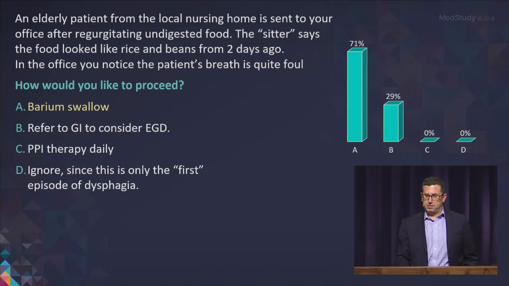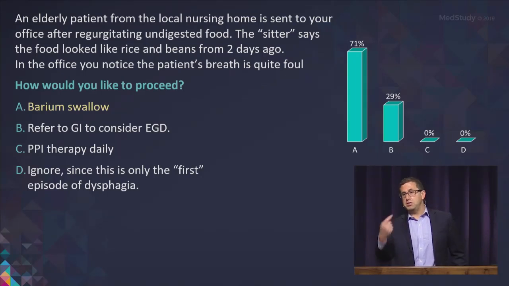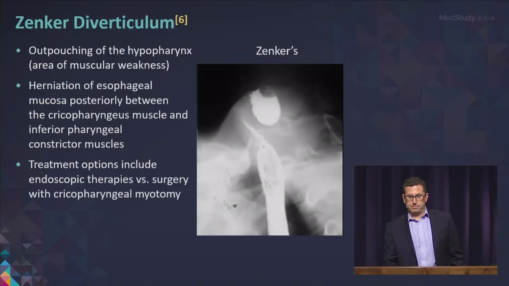Good, most people got that too. So the answer is barium swallow because you're actually worried about a Zenker's diverticulum, so the food kind of getting caught and being regurgitated, the foul smell, that's consistent with the Zenker's. Actually, an EGD could be dangerous on the Zenker's because you could put the tip of the scope right through it and lead to mediastinitis. So really the first thing to do if you suspect this clinically would be to do a barium study.